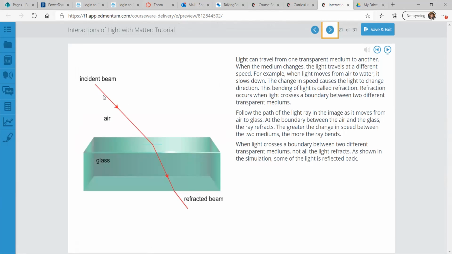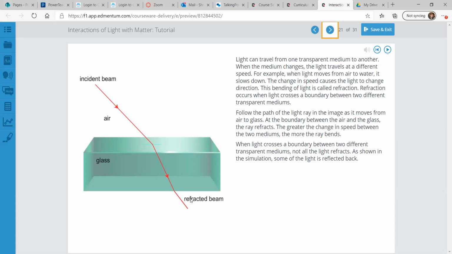If you look at this diagram, you see this incident beam, and that just means the beam we're starting out with. And then that is traveling through air in a straight line, but then we hit glass. That's another medium. So that light beam will travel at a different angle and speed, and then be refracted once it reaches air again.